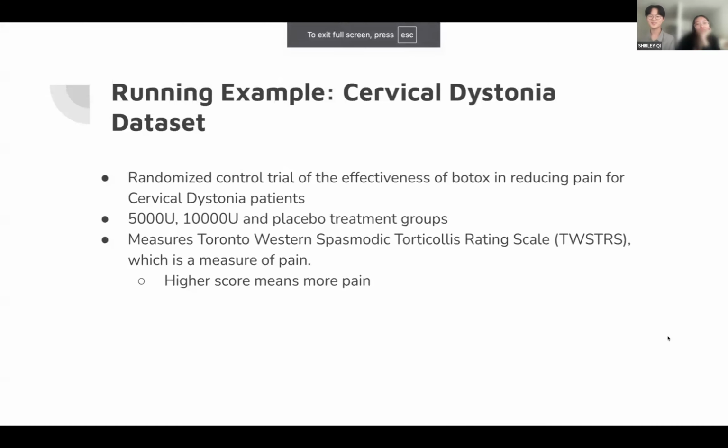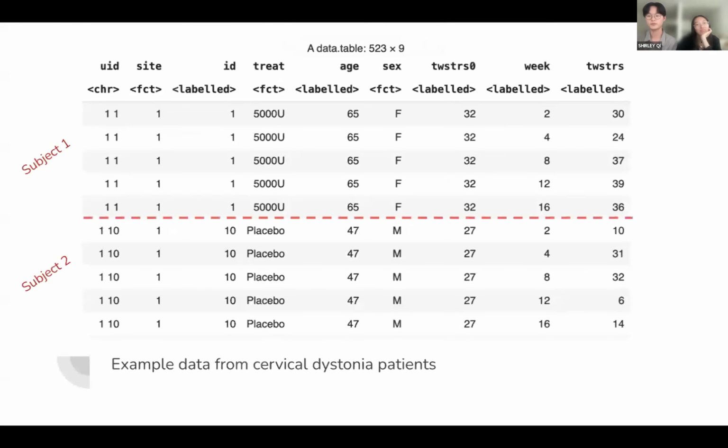The running example we're going to be using in this presentation is the cervical dystonia dataset. This was a randomized control trial of the effectiveness of Botox in reducing pain for cervical dystonia patients, which is like muscle clumping in the neck, I believe. They tried 5,000 units and 10,000 units of Botox, and they had a placebo treatment group. They measured something called the Twister score, which is essentially a measure of pain, where a higher score indicates a higher pain level. This is what the data set looks like.